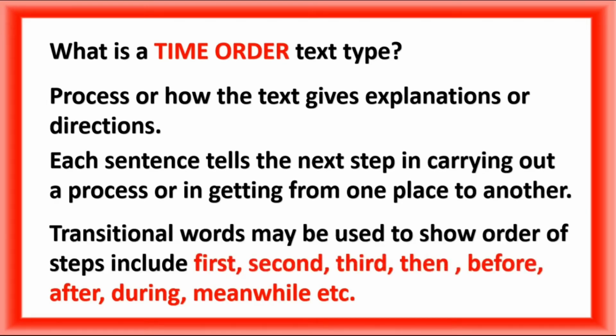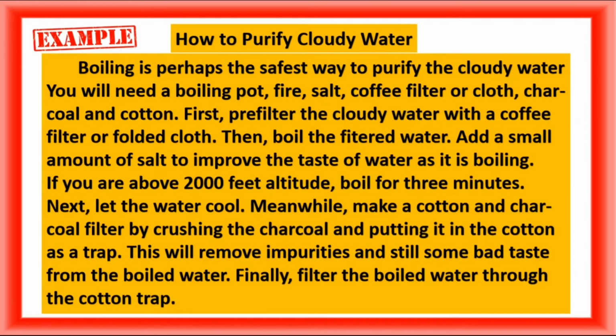Transitional words that may be used to show order of the steps include first, second, third, then, before, after, during, meanwhile. Example: how to purify cloudy water. Boiling is perhaps the safest way to purify cloudy water. You will need a boiling pot, fire, salt, coffee filter or cloth, charcoal, and cotton.